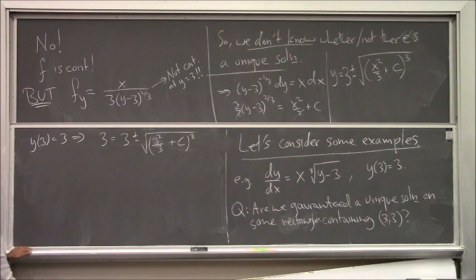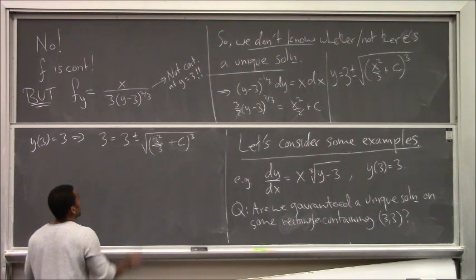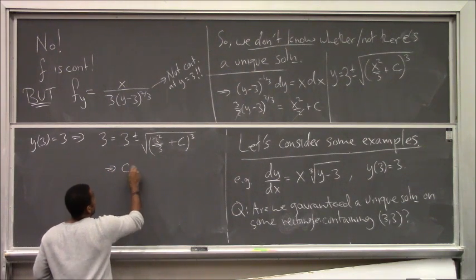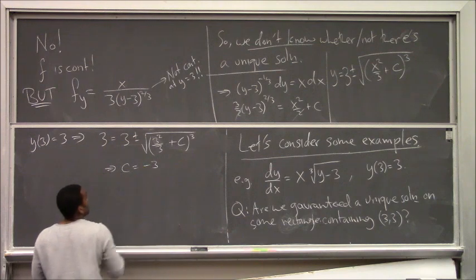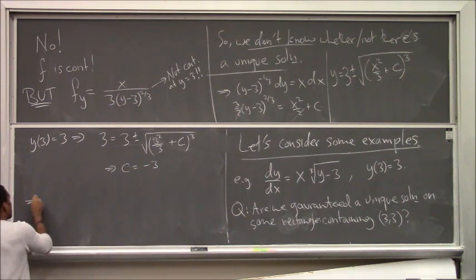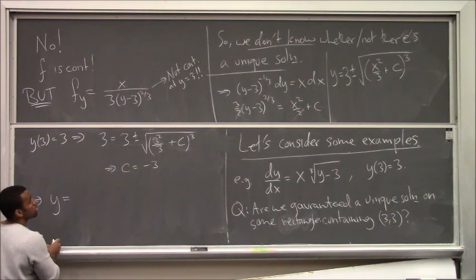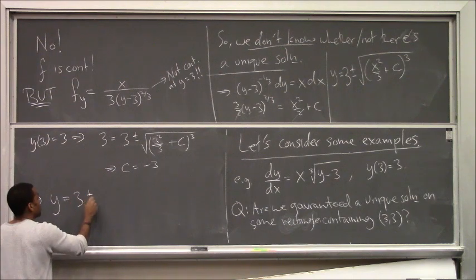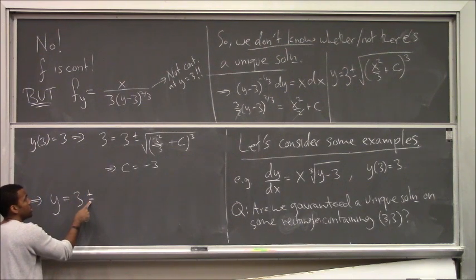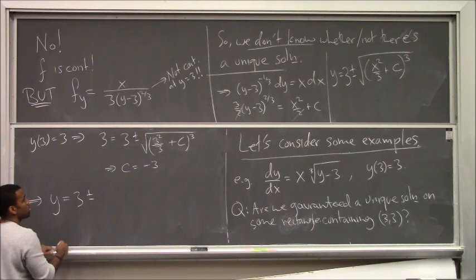C is 9 or 3. And so C is going to be what? 9 or 3. Right, or 3, right? So C is going to be minus 3. So it turns out that y equals 3 plus or minus. And the plus or minus actually doesn't matter here because I would get it equal to 0.